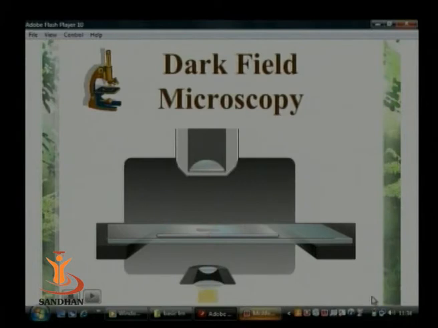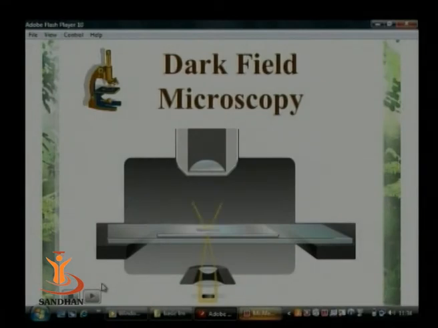Let us see the entire animation once again. See what happens when the diaphragm is open. The light rays across the specimen are capable of entering the objective. And now the diaphragm has been closed. Let us have a look at the slide, please. Yes, the diaphragm is closed. The light rays are missing the objective totally. And if a transparent object, in the form of microorganisms or anything else, is placed in between, follow the path of light now. Yes, the light rays are entering the objective. This is how dark field microscopy enables us to observe the microorganisms as brightly illuminated bodies among a completely dark background.